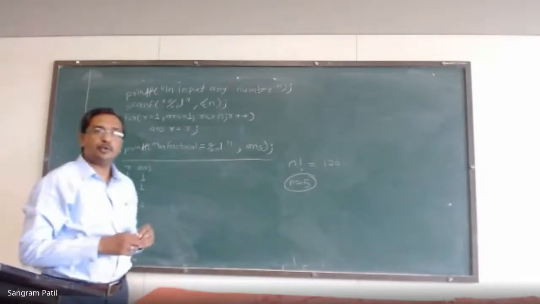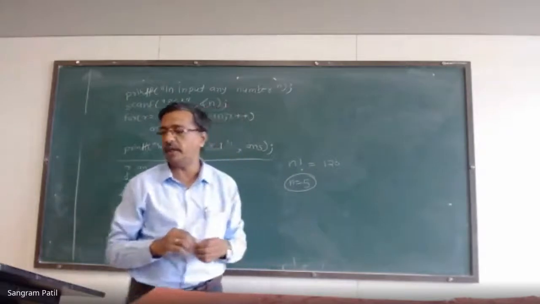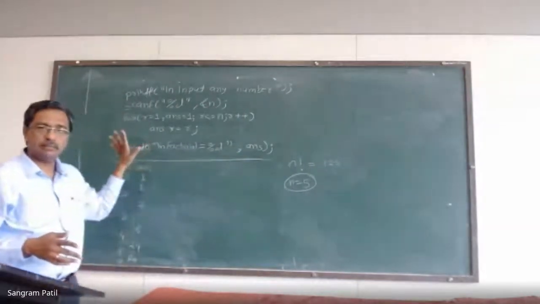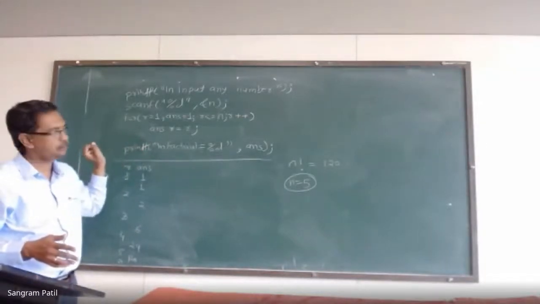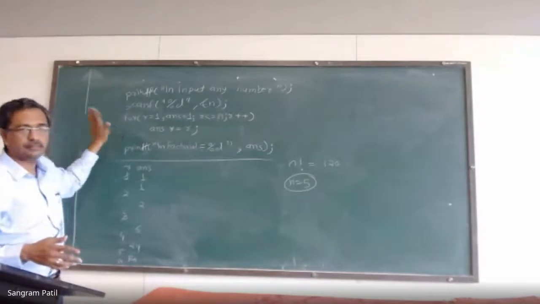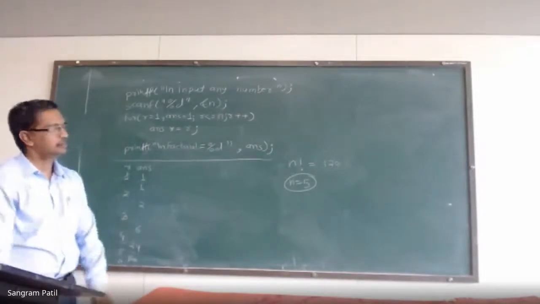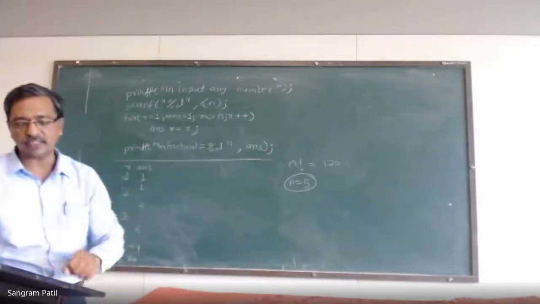But this works up to 7 factorial perfectly. For 8 factorial, this is generating an error. The program is correct, but there is a problem of variable type integer. Do you understand the point? If you have any problem, please ask me.